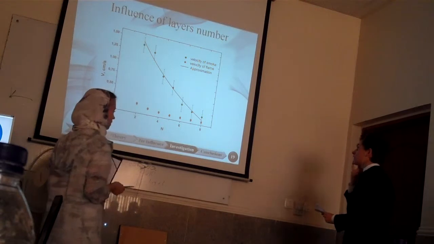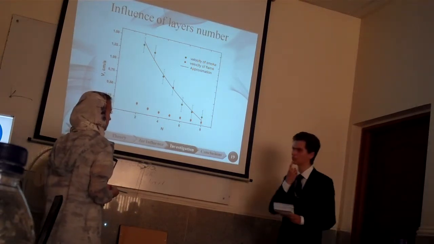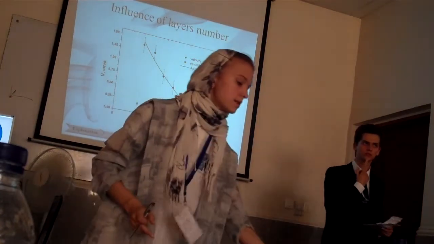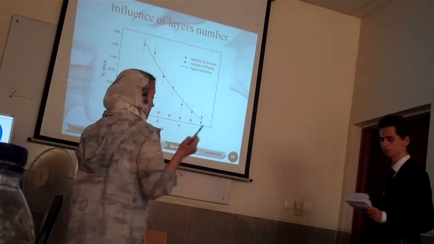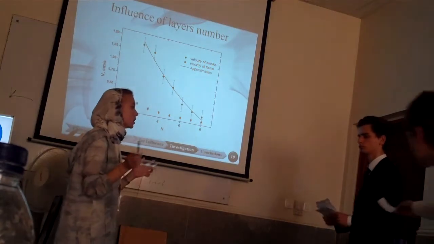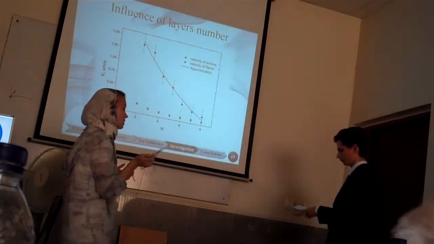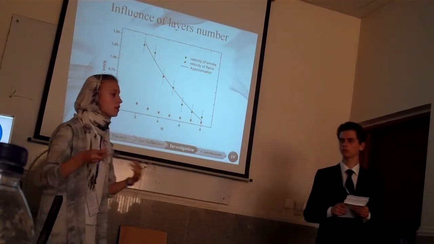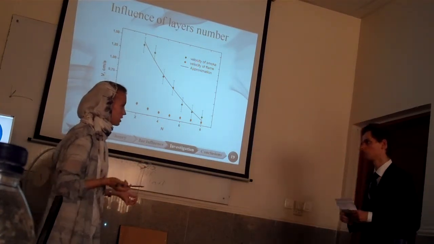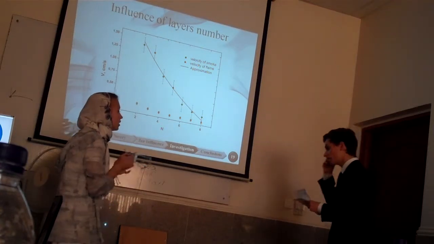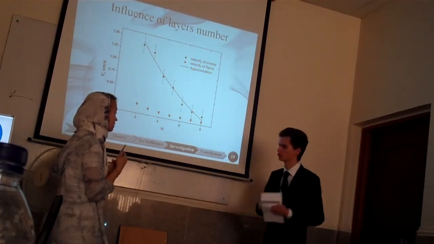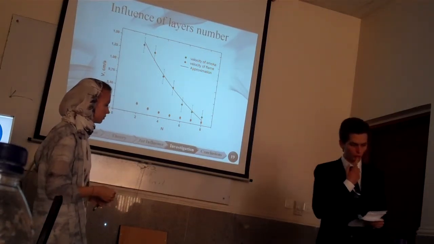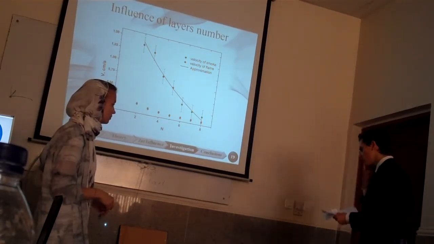Could you tell us why the speed should really decrease with an increasing number of layers? I can explain. When we increase the number of layers, the inner layers burn slower because there is not enough oxygen to burn them, and that's why the burning velocity decreases. Okay, so you're saying that there is more matter, so more oxygen is needed to burn, and it doesn't work.